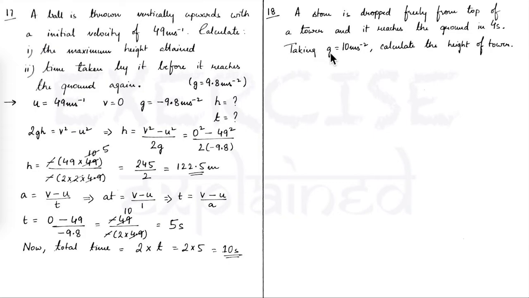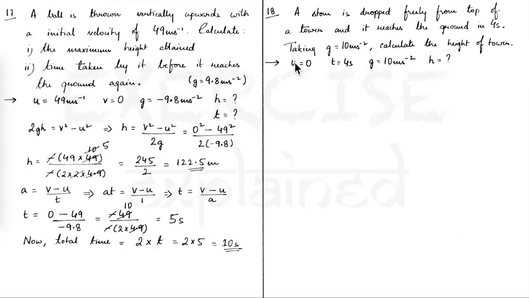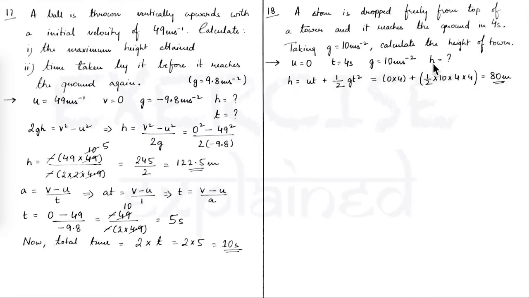Taking acceleration due to gravity as 10 meter per second square, calculate the height of the tower. So we just need to find h. So u will be equal to 0 because it is dropped from the top. t will be 4 seconds. g will be 10 meter per second square. And we need to find h.